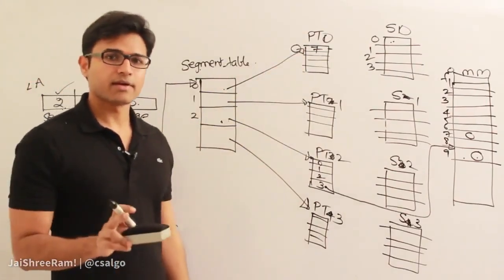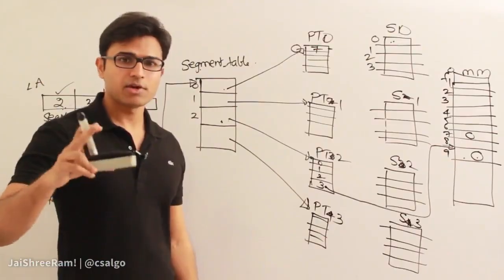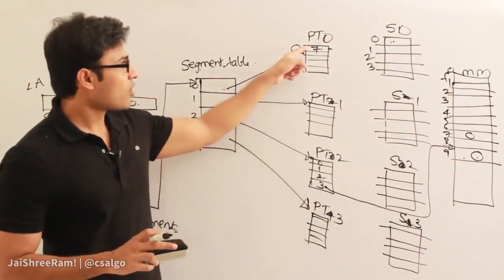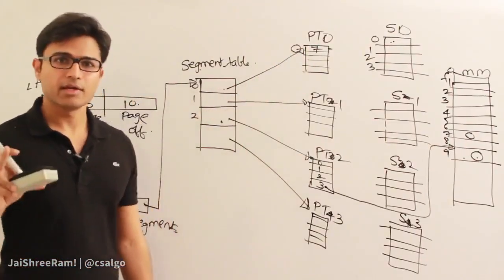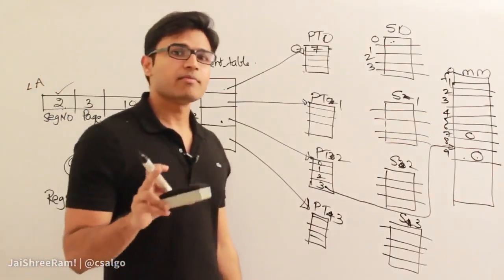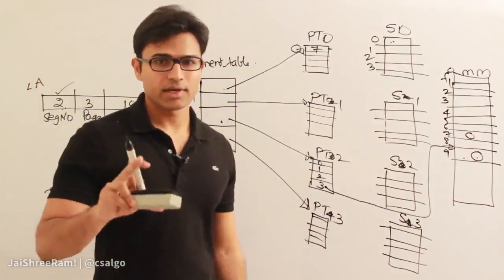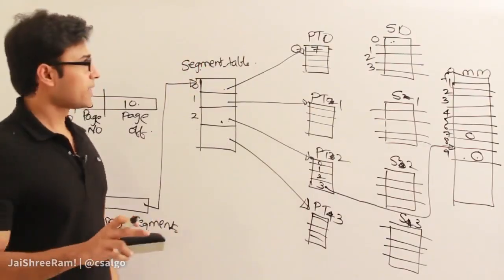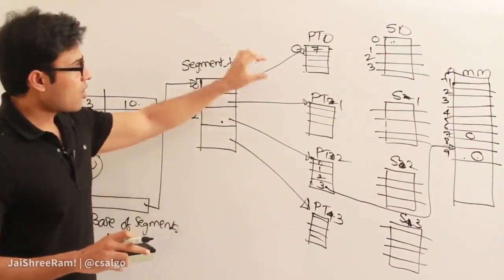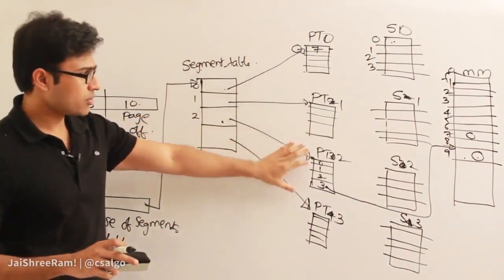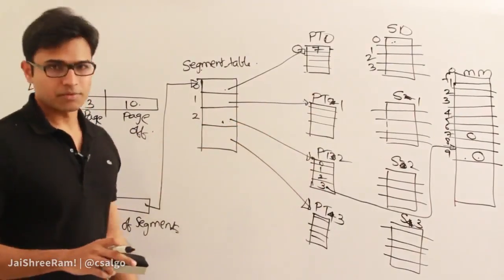What will these page tables contain? The frame number in which that particular page is present. Therefore, what will be the size of the page table entry? That depends on the frame number size, and you know that we have already done these questions in paging, right? And then all these page tables are going to point to some of the frames.